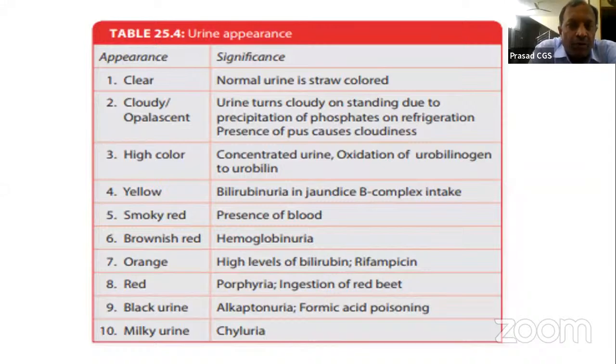Sometimes there is oxidation of urobilinogen to urobilin. If it's yellow in color, we think of bilirubinuria. Smoky red indicates the presence of blood. Brownish red indicates hemoglobinuria. So this gives a fair idea about the condition of the patient from the appearance.